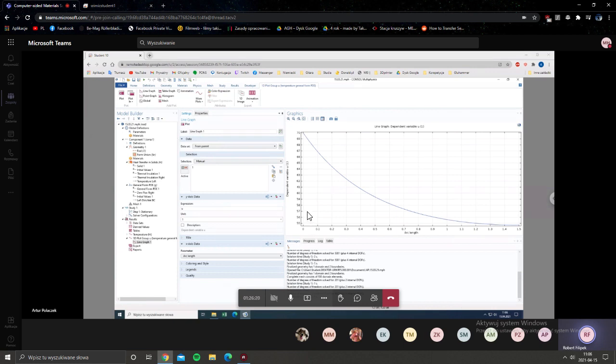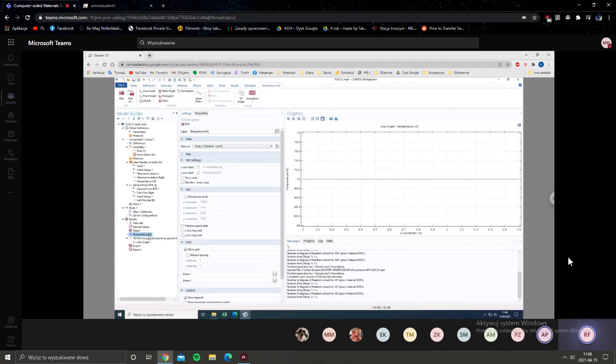Here we are. And this is the solution. And if you go back to our temperature and press plot, we have a different solution. Do you have any idea why?